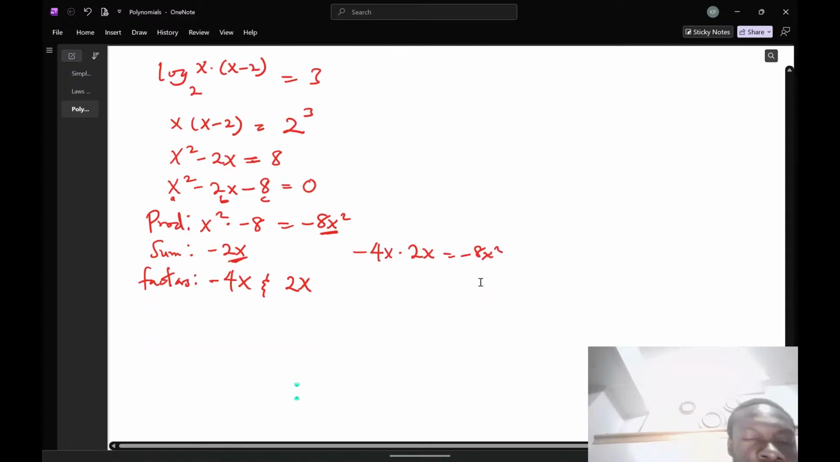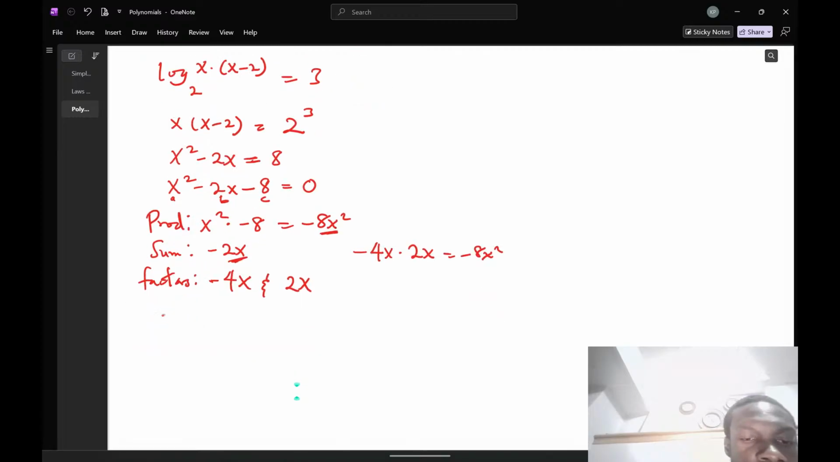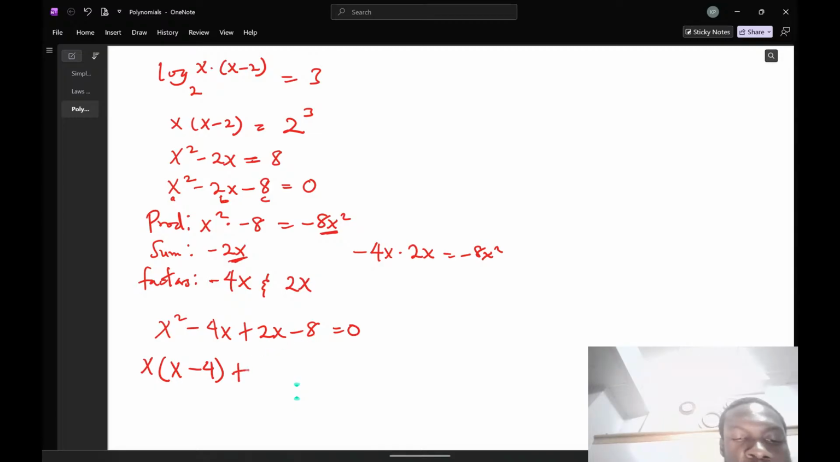Okay, so now let's insert it into the middle. So now we have x squared minus 4x plus 2x minus 8 is equals to 0. So x can divide x squared and 4x. That's the common term between both. So x squared divided by x is x. Minus 4x divided by x is minus 4. And then plus 2 can divide 2x and minus 8. So now we have plus 2. 2x divided by plus 2 is x. Minus 8 divided by plus 2 is minus 4.